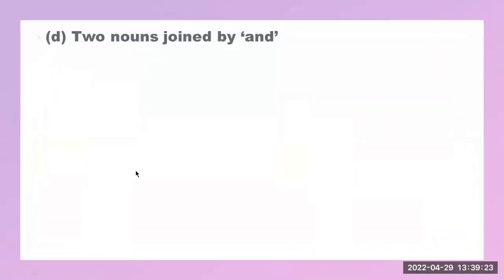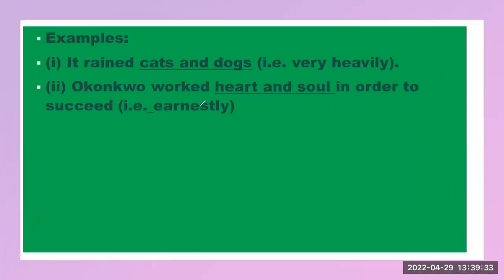All right. And so the next one is two nouns joined by and. Two nouns joined by and. All right. And so we have examples. Example one, it rained cats and dogs. So you can see this grammatical structure here, cats and dogs.